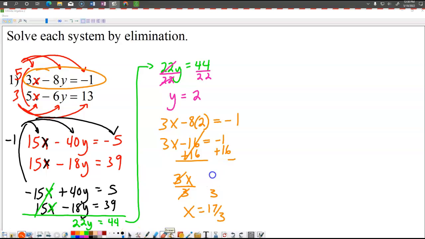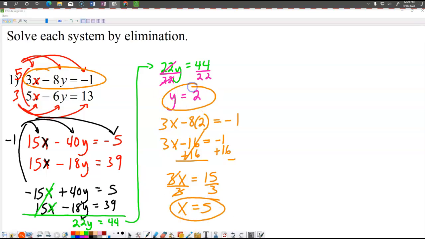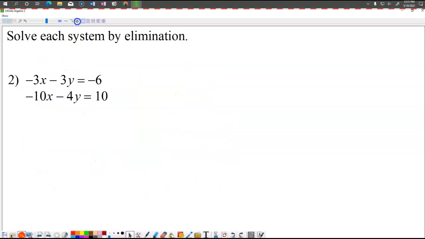Just realized I made a boo-boo here. Let me back up a little bit. -1 plus 16 is not 17, it's 15. So x is 5. And y is 2. So my answers are x equals 5 and y equals 2. Alright, so let you guys try an elimination problem there on number 2.